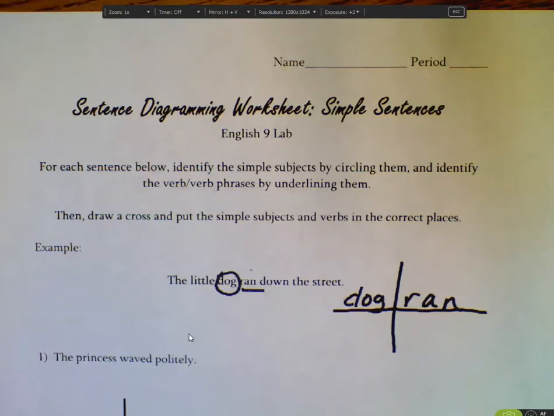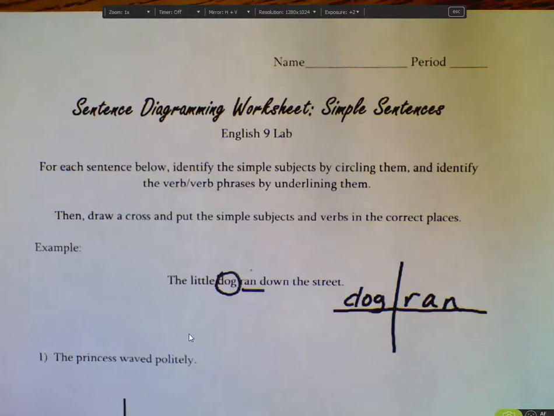Sentence diagramming is actually pretty simple, and it uses the same kind of components that putting together a puzzle would use in your brain. And I think it's really good for visual learners, which at least 70% of all learners learn best visually, meaning they can see it on the page. And it does a really good job of allowing you to visually see what's going on in the sentence.